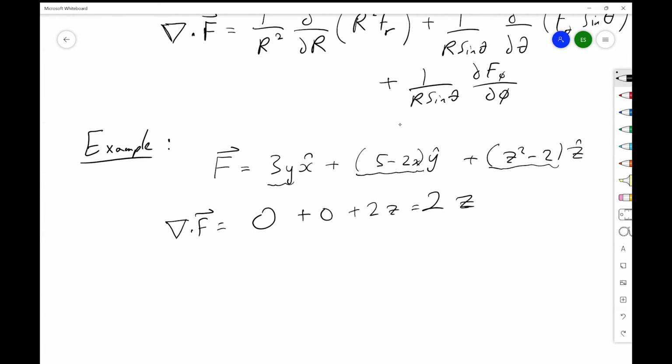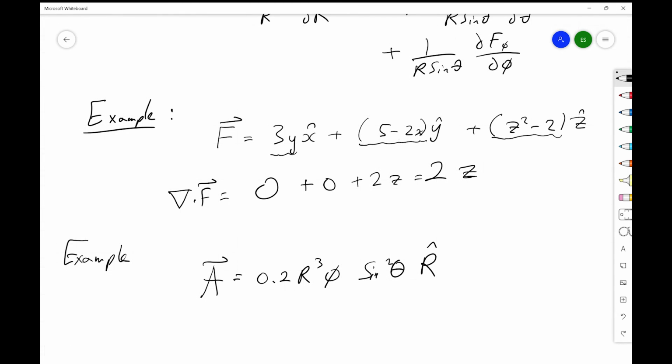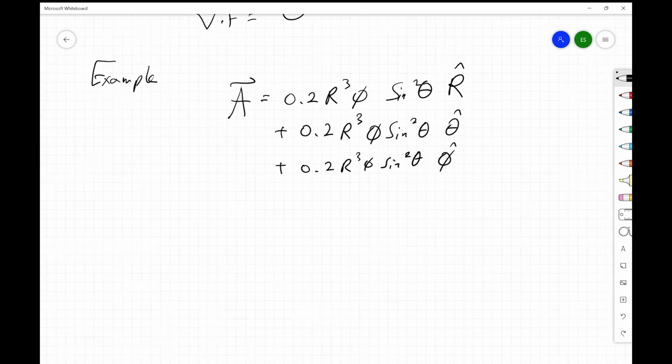Let's do an example in spherical coordinates. Let's say someone gives you the field in spherical coordinates. So let's say someone tells you A equals 0.2 r cubed phi sine squared theta r hat plus 0.2 r cubed phi sine squared theta phi hat plus 0.2 r cubed phi sine squared theta phi hat. What's the divergence of this thing?